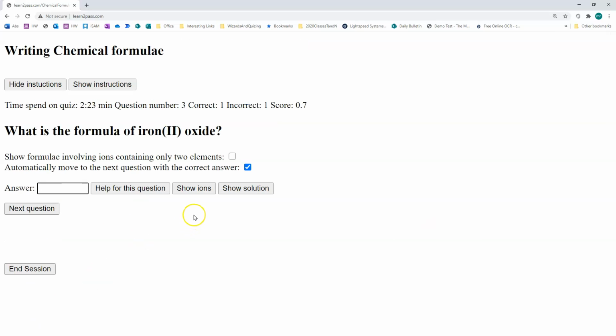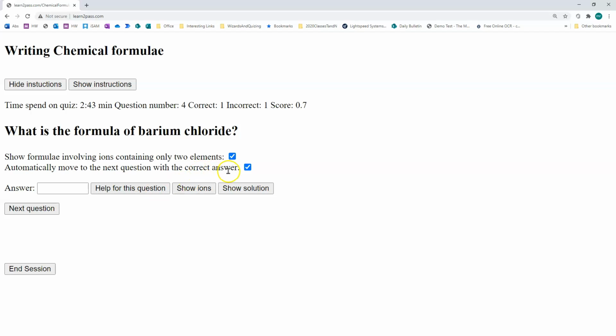If you're really finding formulae quite difficult, you can just do show formulae containing ions containing only 2 elements. That limits it to things you should be able to work out just from the name.